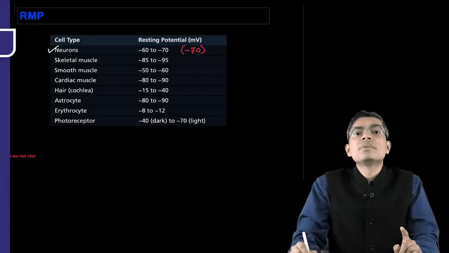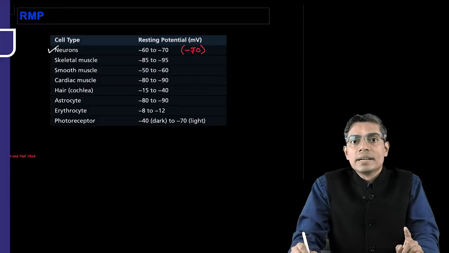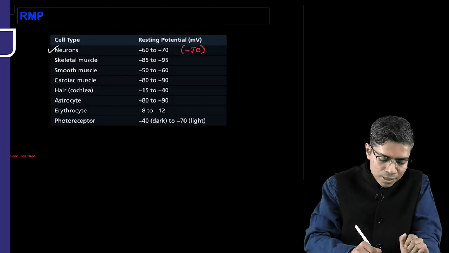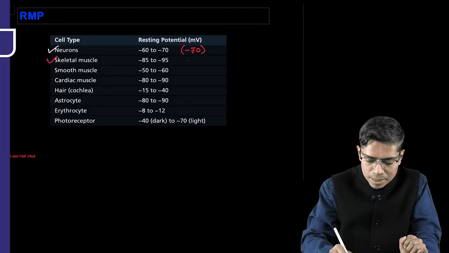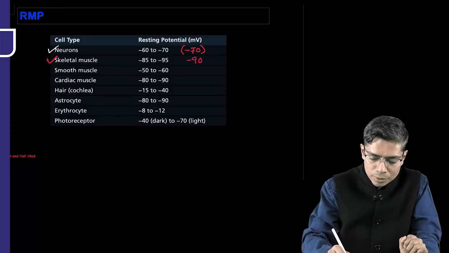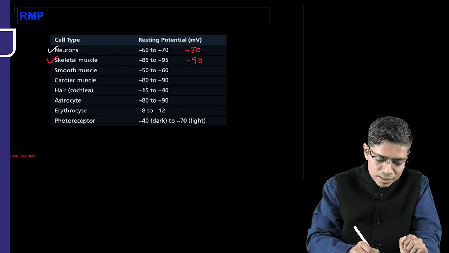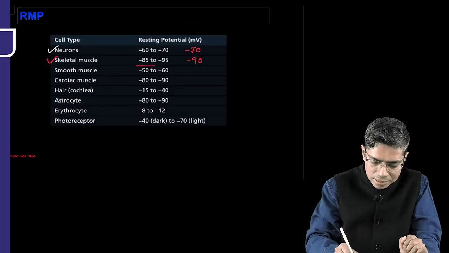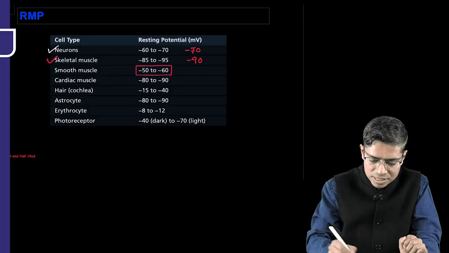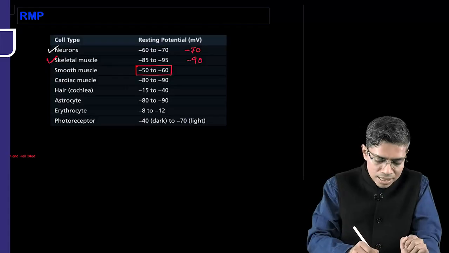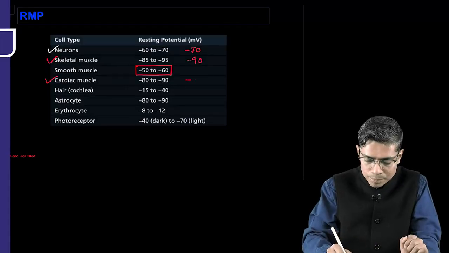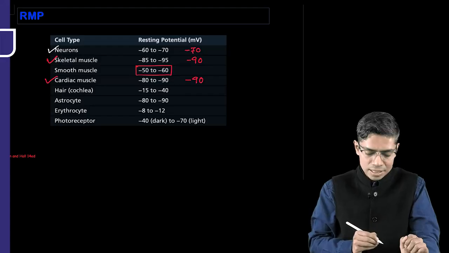Minus 70 millivolt is the equilibrium potential of which ion? Chloride ion. Yes, right. Skeletal muscle has an RMP of minus 90 millivolt. I am going to remember this, although the range is given. Similarly, for smooth muscle you have to remember the range, because smooth muscle RMP is not a fixed voltage, it is a range. Cardiac muscle, again the RMP is minus 90 millivolts, similar to skeletal muscle.